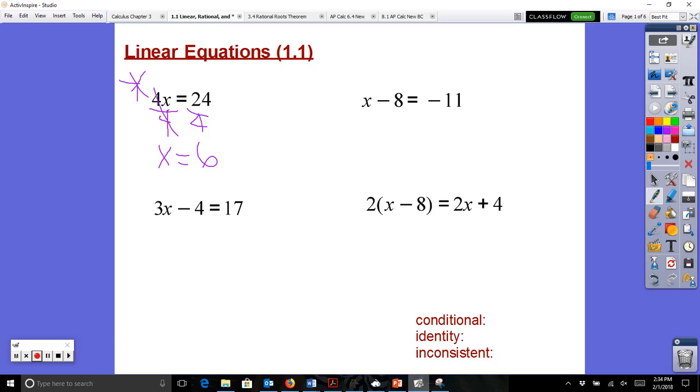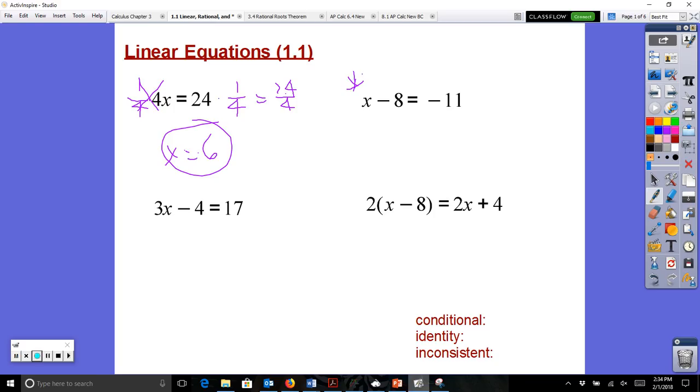Now, alternatively, and what actually works all the time when there's fractions is, instead of dividing, you can multiply by the reciprocal of the number attached to x. So that would be multiplying by a fourth, because a quarter times 4 is 1. And then over here, 24 times a fourth would be 24 over 4, which is, of course, 6. That's one of the first type of linear equations you've ever learned.